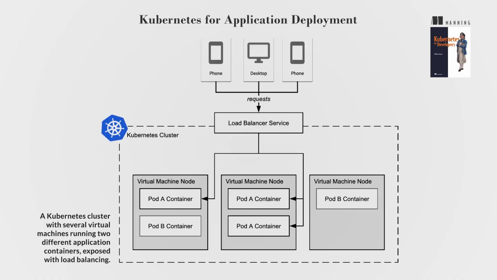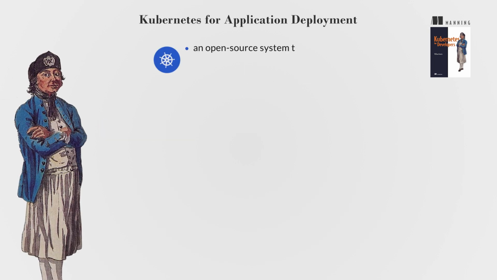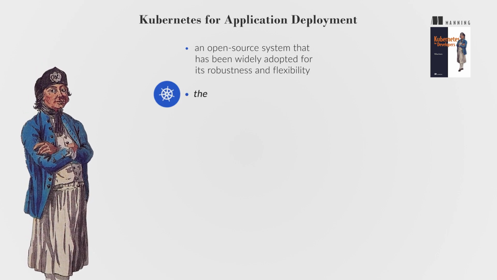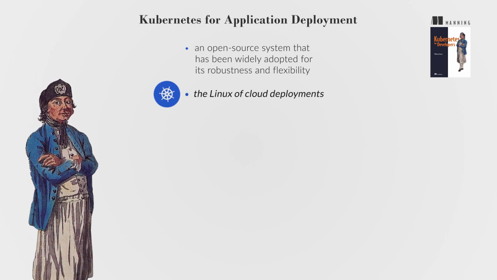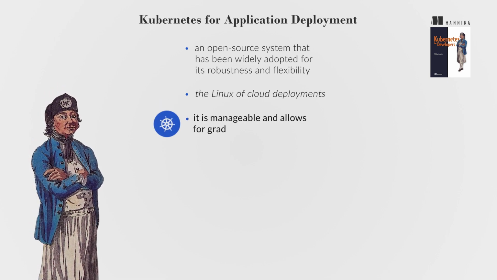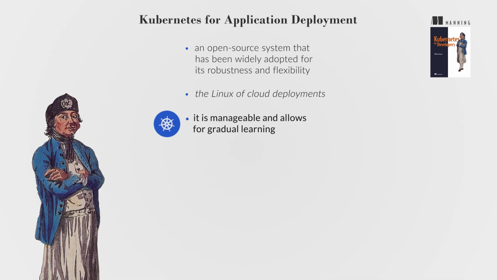Kubernetes is a powerful platform for deploying containerized applications, offering a solution to the challenges of scaling and managing complex workloads. It's an open-source system that has been widely adopted for its robustness and flexibility, often compared to the Linux of cloud deployments. Despite its steep learning curve, Kubernetes is manageable and allows for gradual learning, starting with simple deployments and advancing to more complex features.